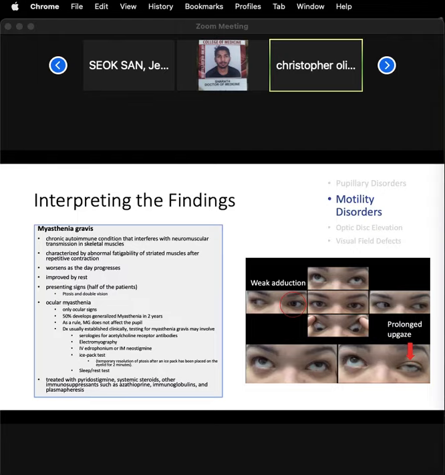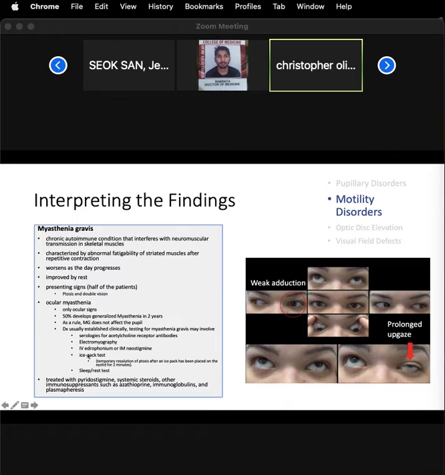The diagnosis is usually established clinically, and to test for it, you may do serologies for acetylcholine receptor antibodies, electromyography, IV edrophonium or neostigmine, the ice pack test, or the sleep rest test. The ice pack test and sleep or rest test you can do with med students.